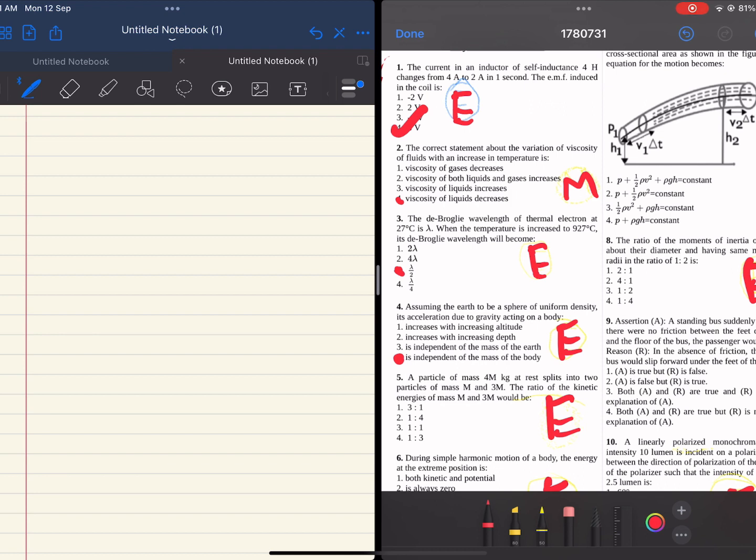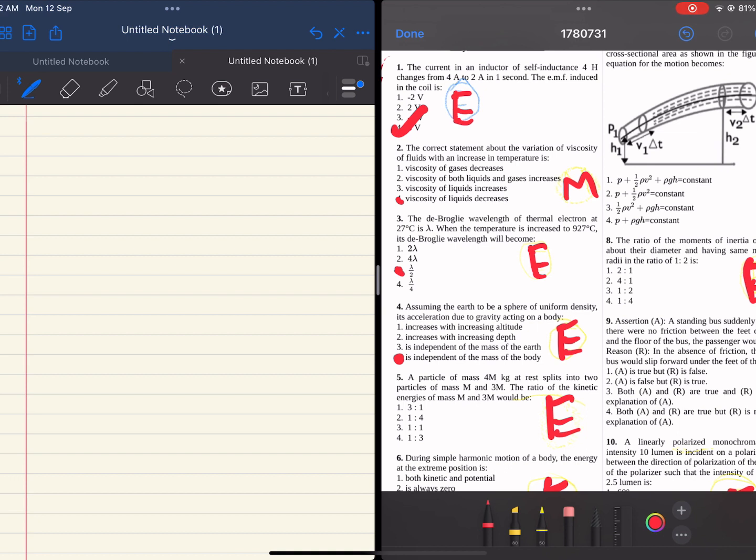A particle of mass 4m kg splits into two particles of mass m and 3m. The ratio of the kinetic energy of mass m and 3m would be? Okay, this question involves conservation of momentum. Why do I say it involves conservation of momentum? Because the total external force is 0, because it's a kind of explosion if you think about it, since it splits into two particles of mass in the ratio of 1:3.